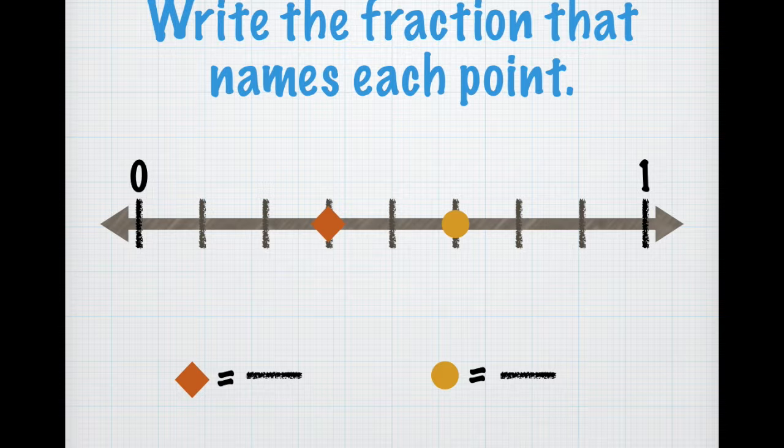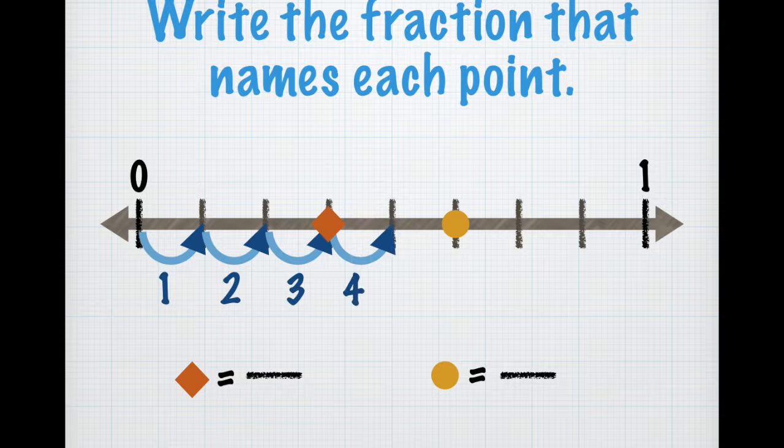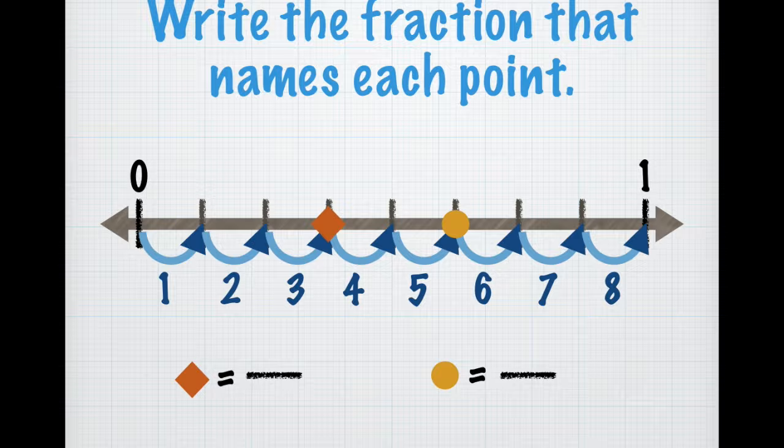So we can count them. 1, 2, 3, 4, 5, 6, 7, 8. And make sure you're counting the spaces and not just counting the tick marks on the number line. You want to count the space in between the tick marks.